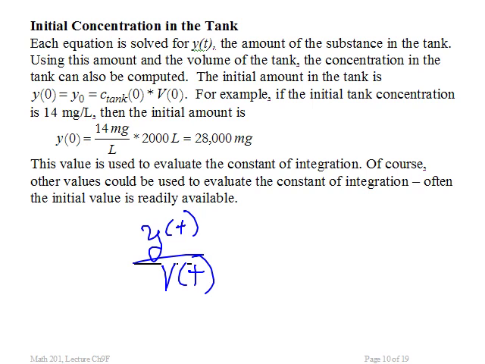Also, we might need to evaluate the constant of integration, and to do that we often use the amount of substance that was initially in the tank. So if you had the concentration in the tank and you divided by, let's see, wait a minute. What am I doing? The concentration in the tank, and you multiply by the volume, you'll get the amount that you had initially. These were your initial values. The volume at time 0.